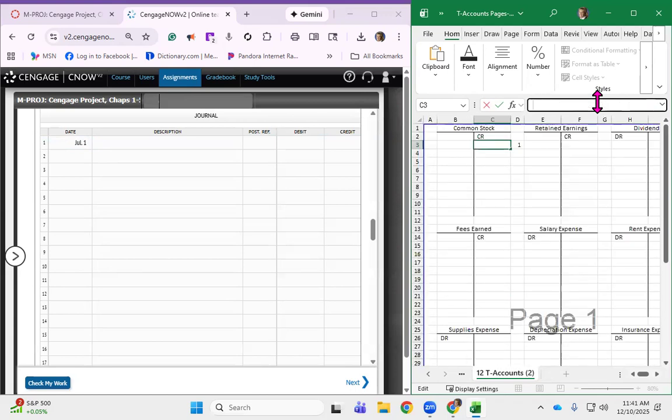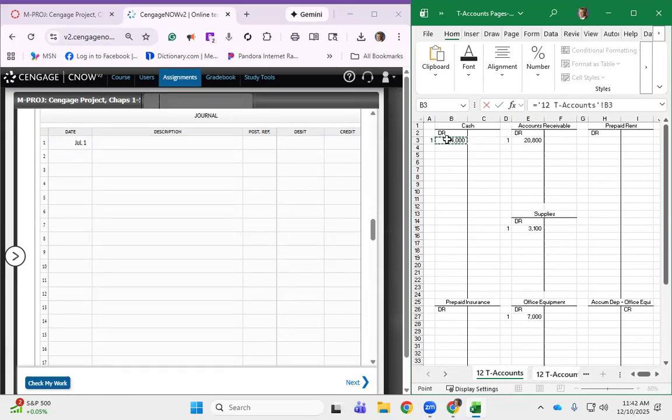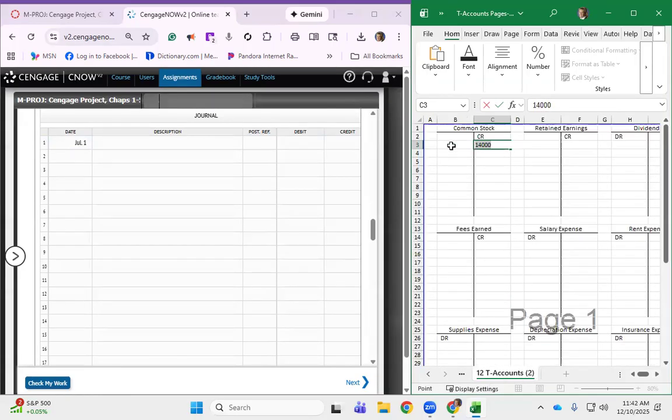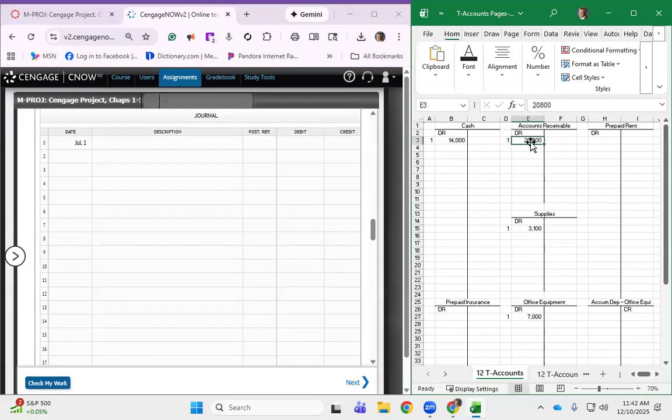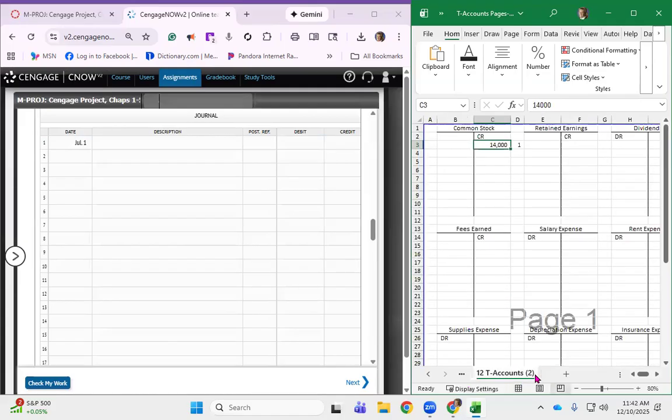Just a second. Let's start over one more time. Okay, so I'm in common stock. Once I have my cursor in the cell where I want the amount to go, I hit equals, and then back to the other tab. We want cash. We want accounts receivable. Now you can add this up separately if you want. Okay, hang on. Still not getting equals.